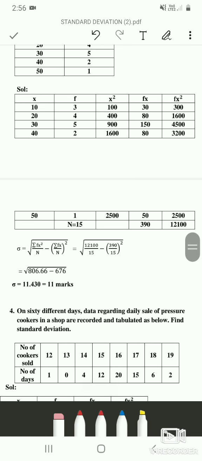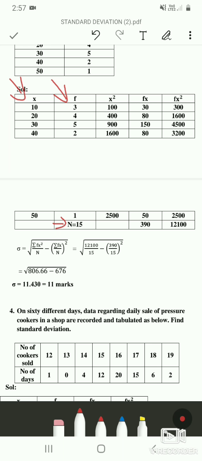So first we have marks, which is our x. Write down the values of x, that is 10, 20, 30, 40, 50. Here taking summation x is of no use because we need summation of fx, not just summation of x. The next column is number of students, which is your frequency f, and add these values to get your capital N, which is 15.